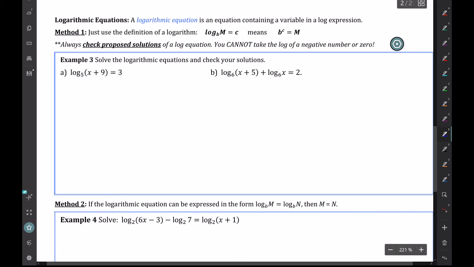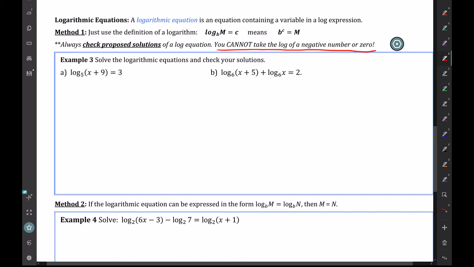And then it's really important to remember that you cannot take the log of a negative number. So if you've come up with a solution, but it would require that you take a log of a negative number, then that solution is not going to work. Okay? So we'll see in a minute how that comes out.